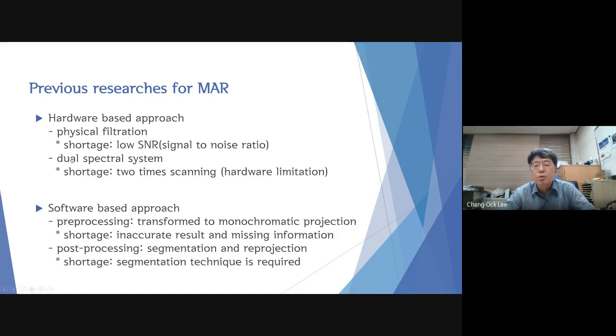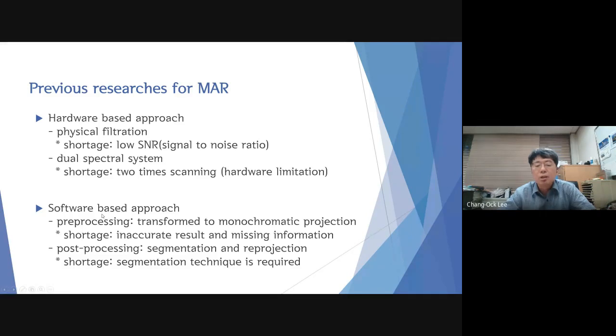We can also use a dual spectrum system. So we don't have the single energy level X-ray system, but we can make X-ray systems which have some clustered energy levels. First we have a high energy level system and another is a low energy level system. So we have two scans using the dual spectrum systems, so it takes double the cost or double the time to take the CT pictures.